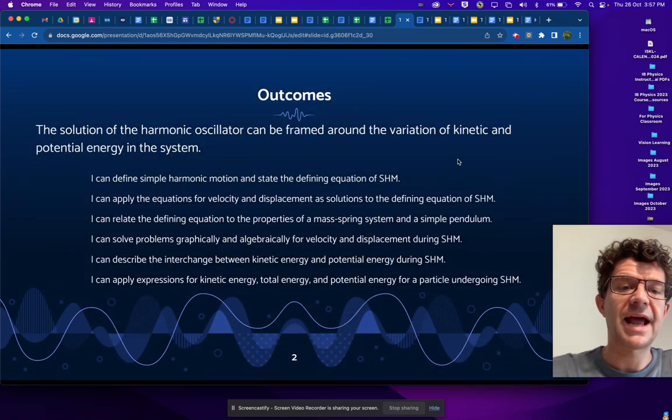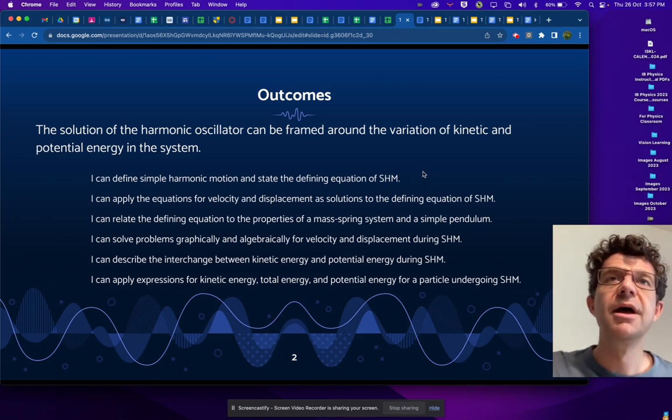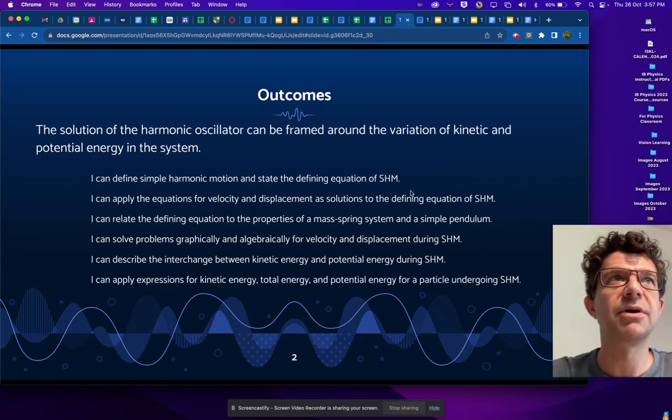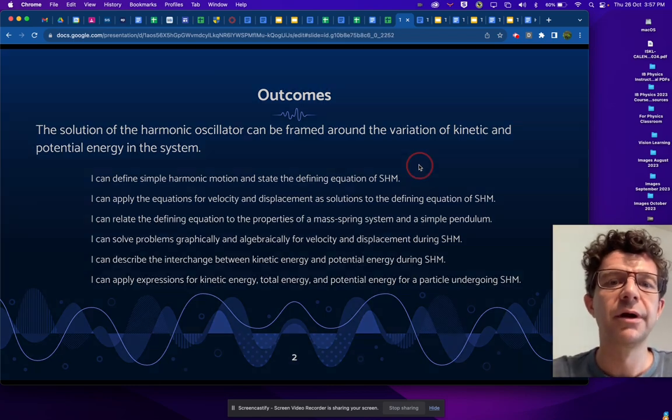So here we're going to look at how those equations for displacement and velocity solve the defining equation of simple harmonic motion. We'll look a little bit more carefully at expressions for energy, kinetic energy and potential energy in simple harmonic motion. And we'll see two examples, how the mass on a spring and the simple pendulum are examples of simple harmonic motion, especially when we look at the small angle approximation for a pendulum.